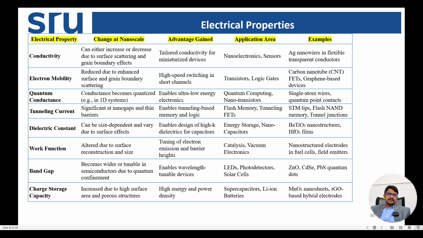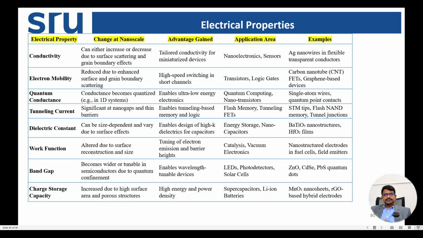Conductivity can either increase or decrease due to surface scattering and grain boundary effects. So we can alter it. So what is the advantage we are gaining here? Tailored conductivity for miniaturized devices. Based on our power requirement, we can tune the conductivity, depending on our desired efficiency.